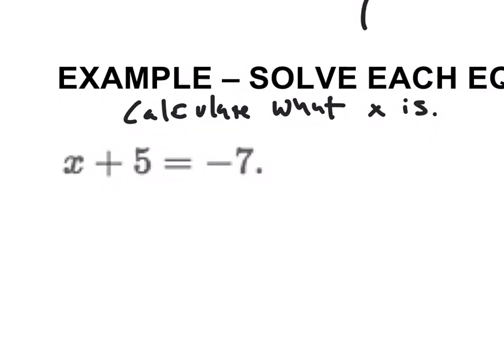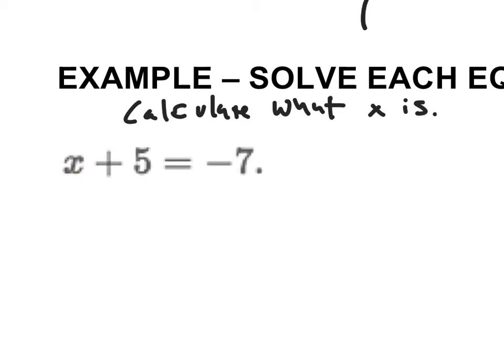All right, so now I have this phrase, and when I read this, I say some number plus 5 is equal to negative 7. When I see it like this, I have to do something to get x by itself, and that's the idea: we're trying to use operations to get x by itself.